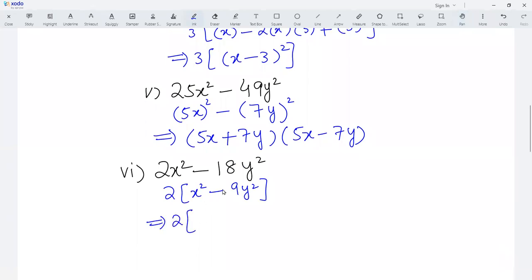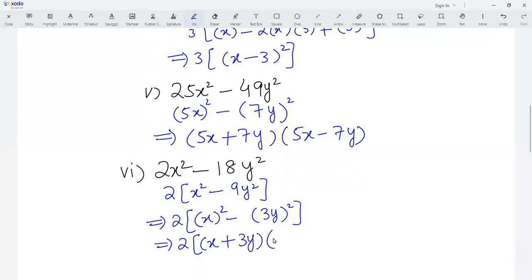And you can see these two are squares of something. In between there is a negative sign. So we have to apply the third identity which we have discussed in the fifth part as well. So x squared is square of x and 9 is a perfect square. It's square of 3 and y squared is square of y. So it's a squared minus b squared. So we can apply a plus b, meaning x plus 3y times x minus 3y.